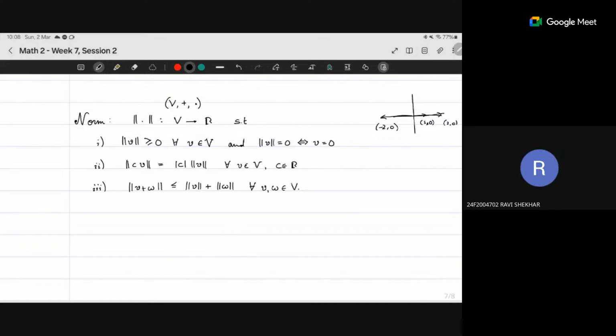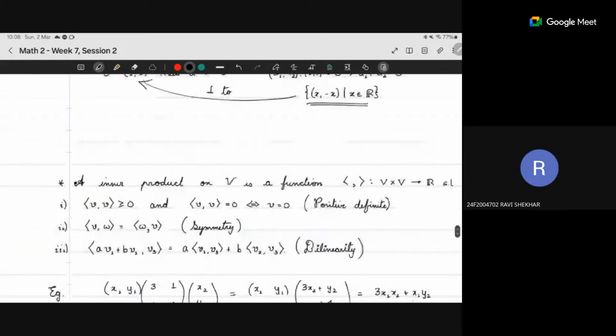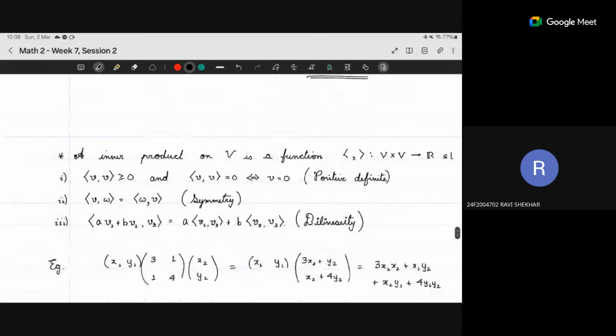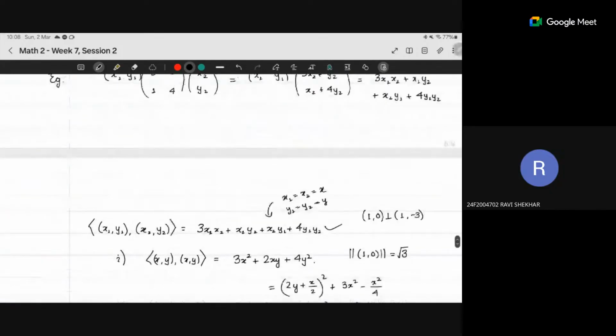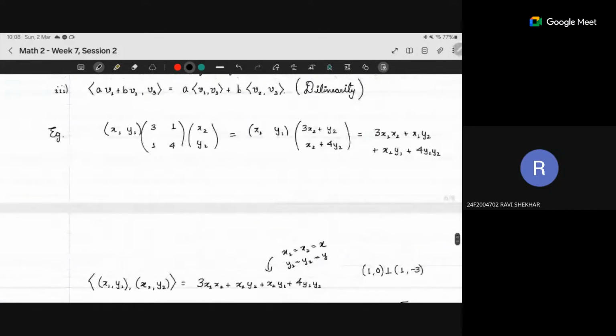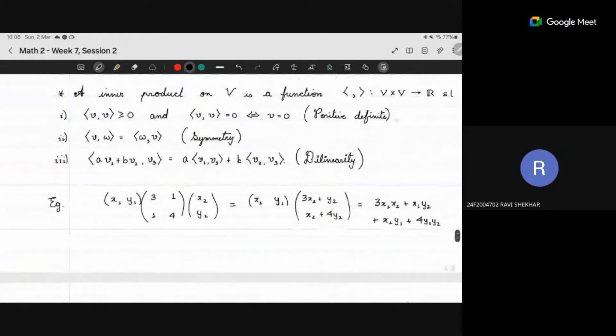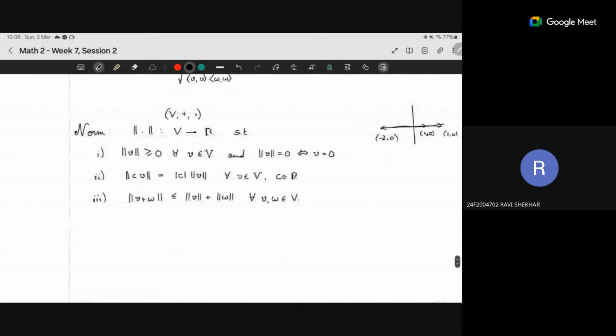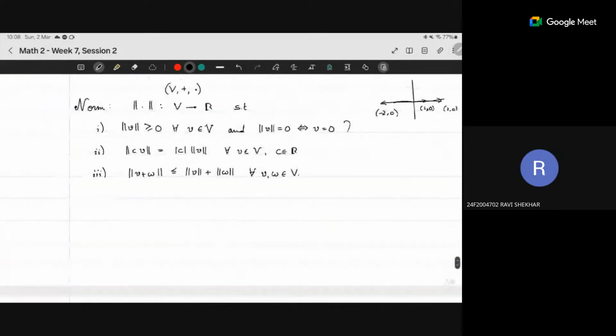Okay, let's take an example. Just like over here, I said that any inner product is a function with these properties, and then we gave a non-trivial example, right? As long as the function satisfies these three conditions, we call it an inner product. Similarly, as long as the function satisfies these three conditions, we call it a norm. It could be any function which satisfies these properties. That's why it's the definition.